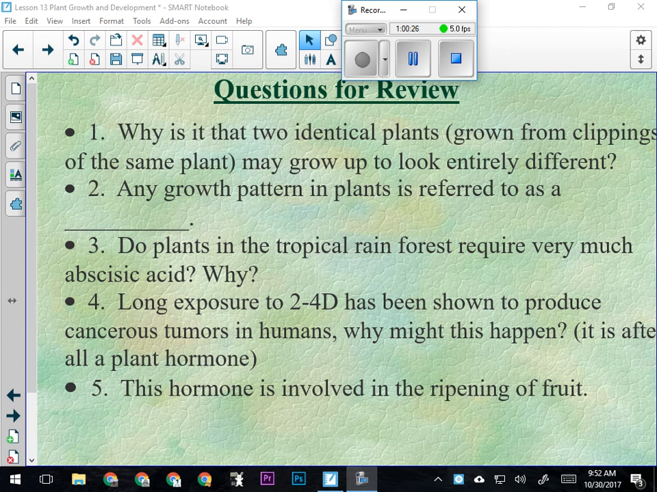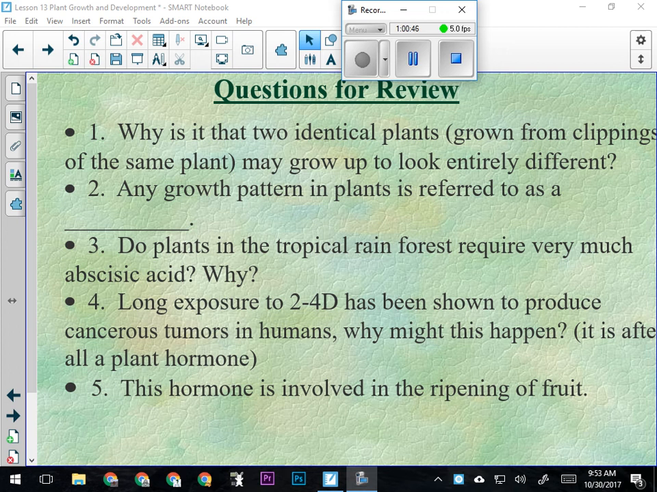Any growth pattern in a plant is referred to as a what? A tropism. The general term for any curvature of a plant is a tropism. We put a prefix in front of that to denote whether it's by gravity, geotropism, by light, phototropism, or by touch, thigmotropism. Okay, number 3.